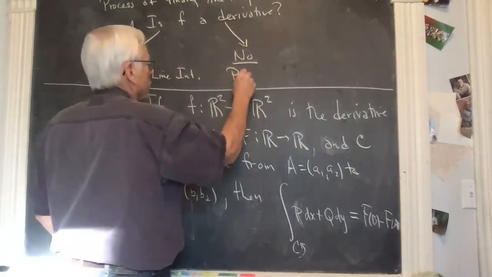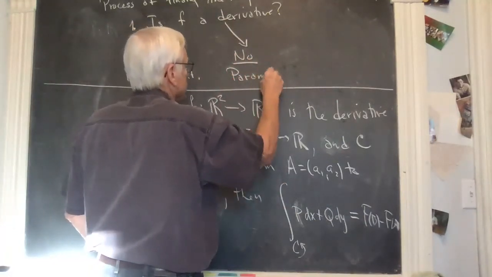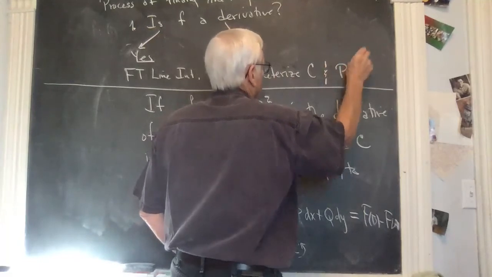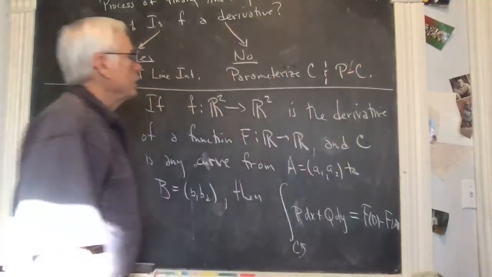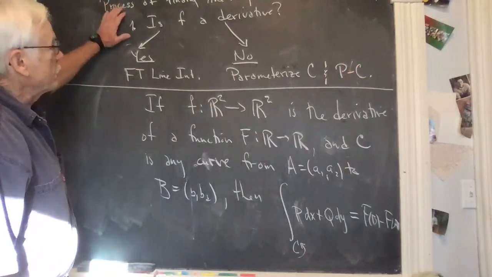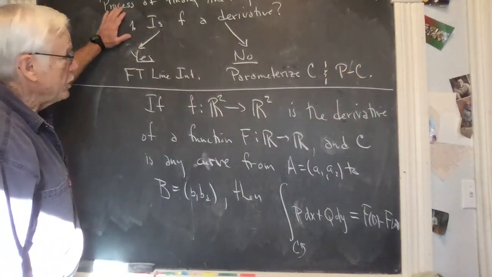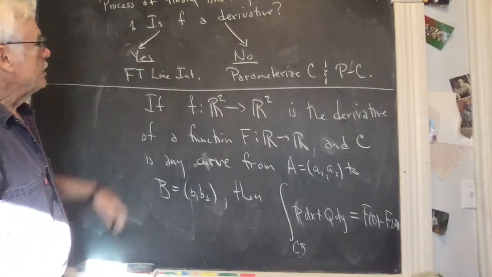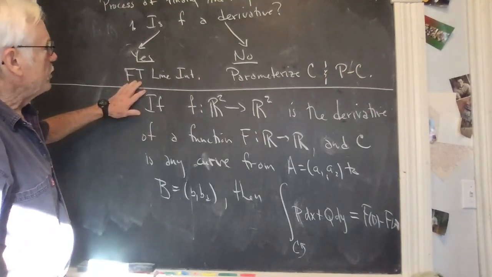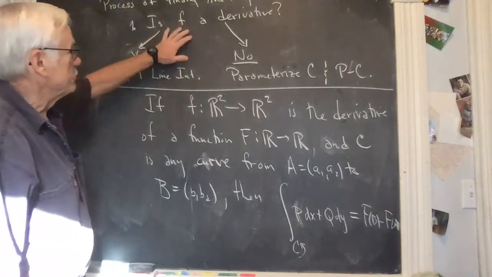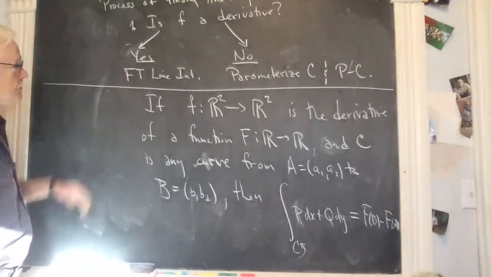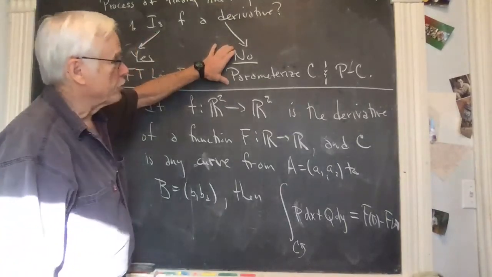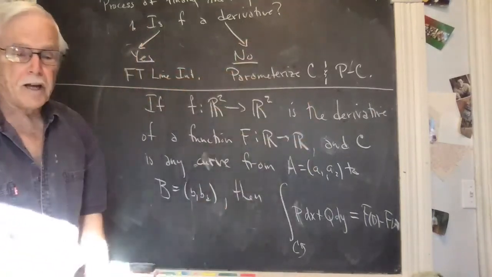If it's not a derivative, then parameterize C and plug and chug. So the process of finding line integrals, you'll be given a C, you'll be given a vector field to integrate either across or along it. If your vector field is a derivative, then find the antiderivative, sub in the endpoints, you're done. If not, then you have to parameterize C and actually handle that integration.